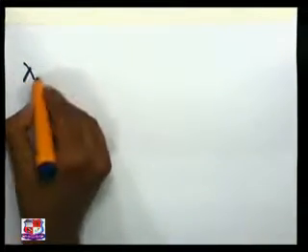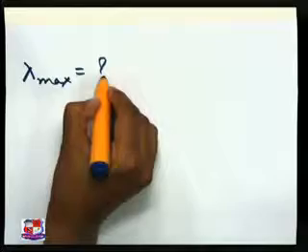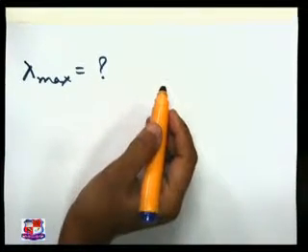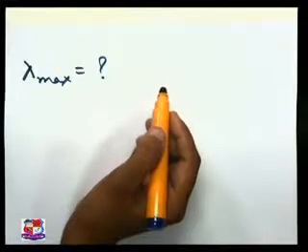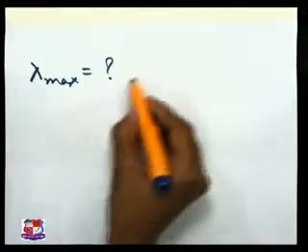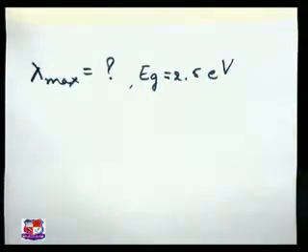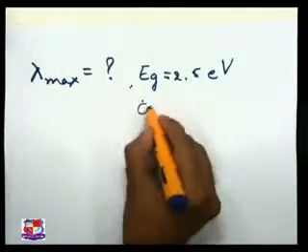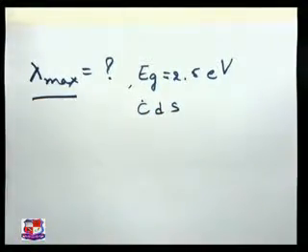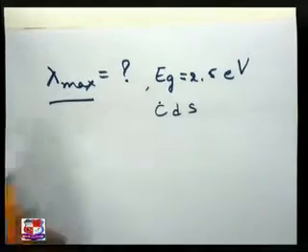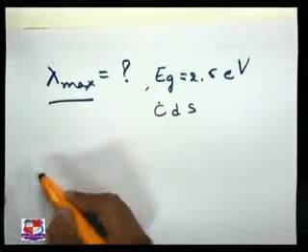So we will just continue with the numericals, and we can have one numerical which says: what is the maximum wavelength of the photon? We will have to find out the lambda max. What is the maximum wavelength of a photon which will give an electron-hole pair in CdS, that is cadmium sulfide, having a band gap of say 2.5 eV? We are given the band gap, we are given the material CdS, and we have to find out the lambda maximum, or lambda critical.